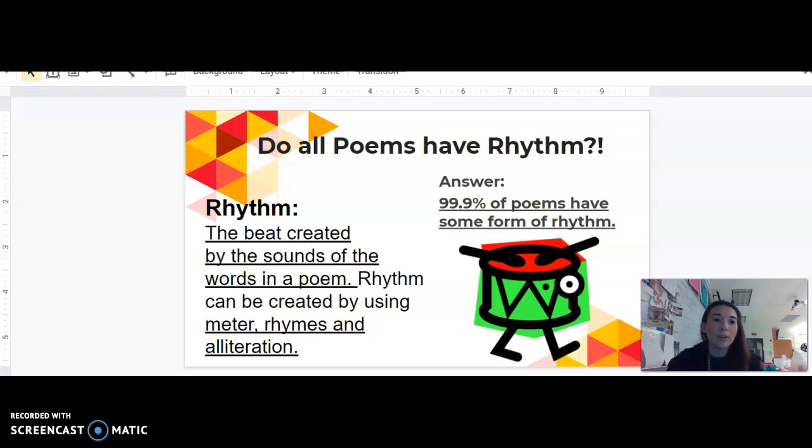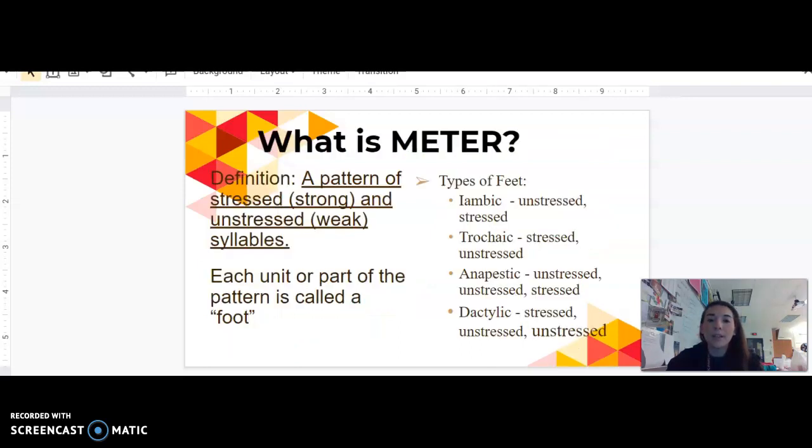We're going to be moving on to meter. So meter is a pattern of stressed or strong and unstressed, meaning weak, syllables. Each unit or part of the pattern is called a foot. So there are different types of feet. This would be like iambic, which is unstressed and stressed, trochaic, which is stressed and unstressed, anapestic, unstressed, unstressed, and stressed, and dactylic, stressed, unstressed, unstressed. So when I'm asking you to reference meter, we're going to be talking about the strength of lines versus the weakness of lines as far as syllables.